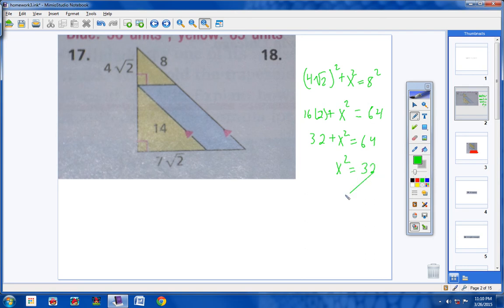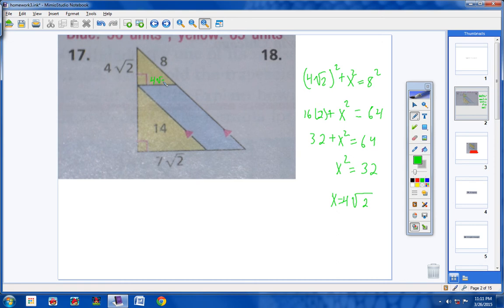Take the square root of both sides, and my pen is really messing up tonight, guys, so sorry about that. You would get the square root of 32, which is the same thing as 16 times 2. Cross off the 16 and put a 4 on the outside, and you're left with a 2. So this length right here is 4 square root of 2.